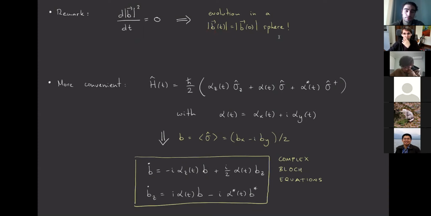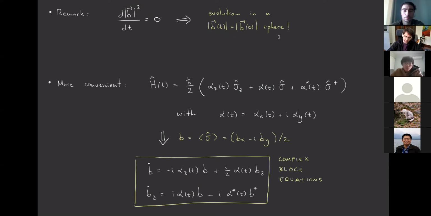Because the eigenvalues of the density operator depend only on the absolute value of B, and therefore the entropy, saying that this is fixed means that the entropy is fixed, and we know that unitary transformations do not change the entropy. Therefore, unitary evolution and Hamiltonian evolution need to happen along a sphere of fixed entropy, okay?